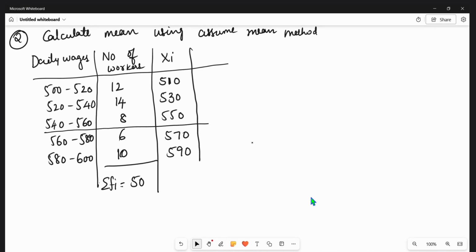So when we are doing the assumed mean method, we will try to assume a value, so that we will try to reduce the values here. Okay, so this is xi. Next, another column is there, that is di. Di is equal to xi minus A. A is some value you are assuming. Here 550, I will take it as A.